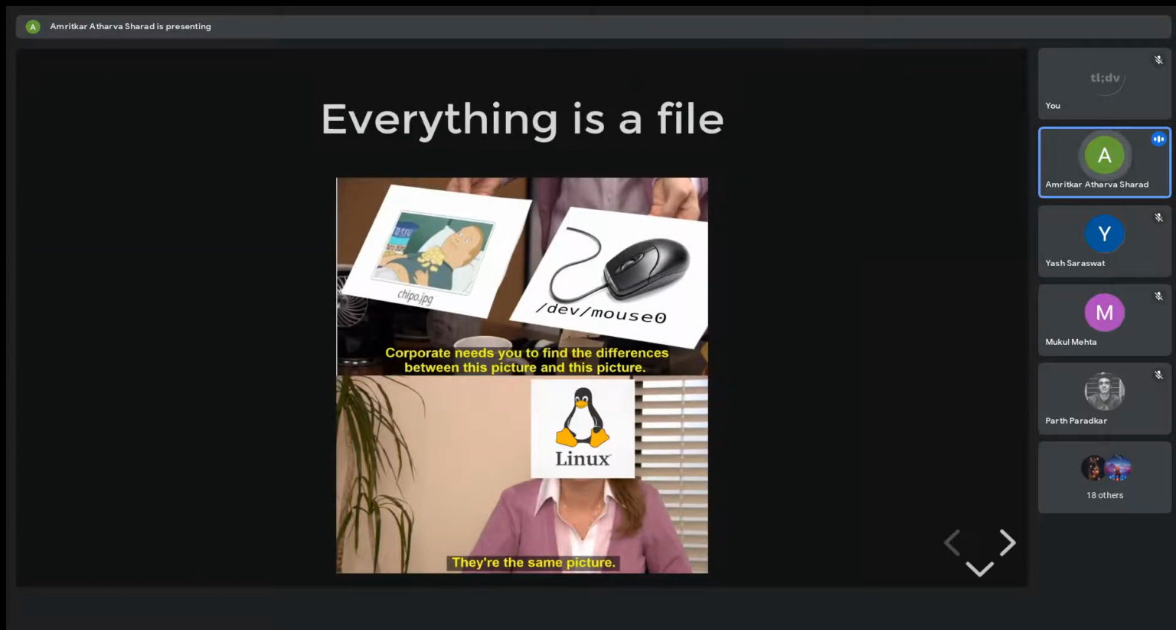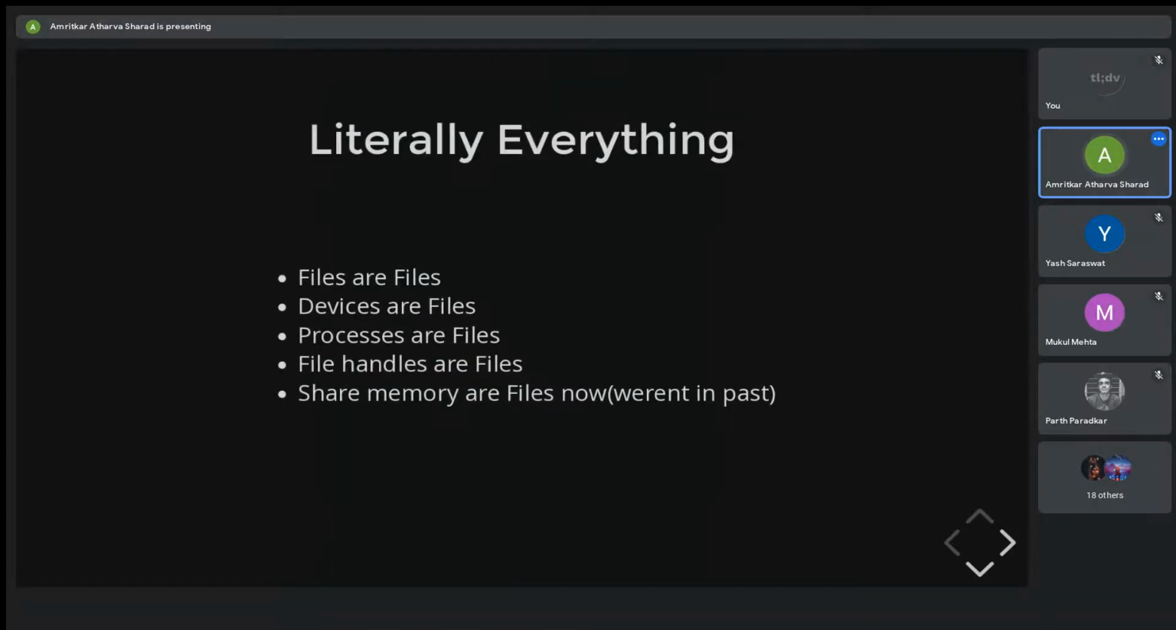Now, Unix boils everything down to everything is a file. Right from the directory, the hardware resources, devices, and processes, everything is a file in Unix based systems. Also, the shared memory, the memory that is shared from one program to the other, is also a file.